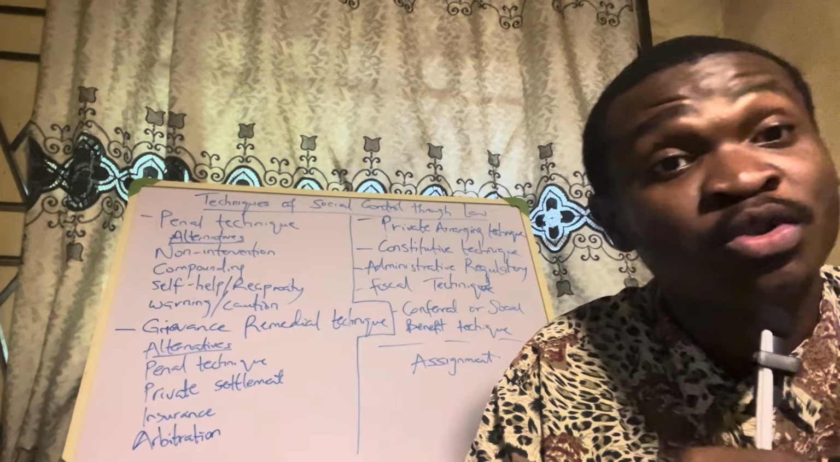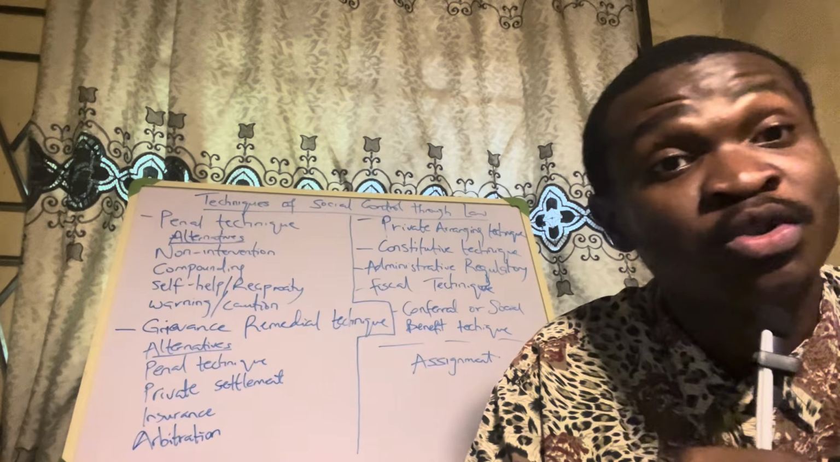And so, while we have penal technique, we also have the alternatives. In case it is problematic or in case the penal technique doesn't work, then the alternatives to penal technique can be utilized. And number one alternative is the non-intervention. Non-intervention. You don't do anything. There are some offenses that you do not really even need to criminalize because it doesn't really affect social behavior. It doesn't really affect the society.